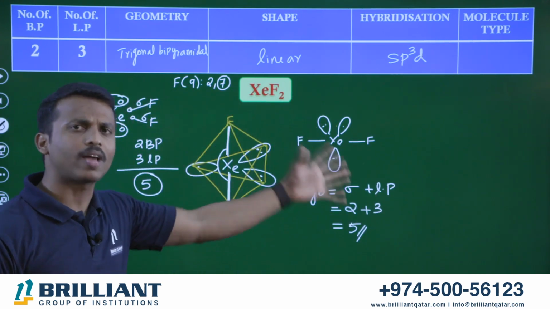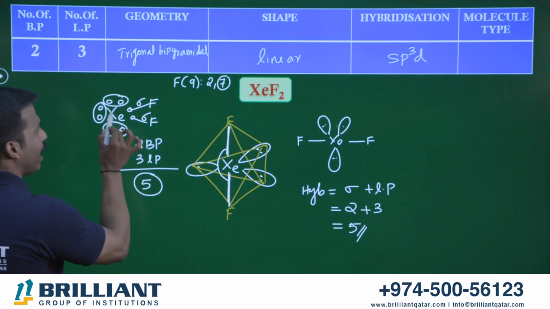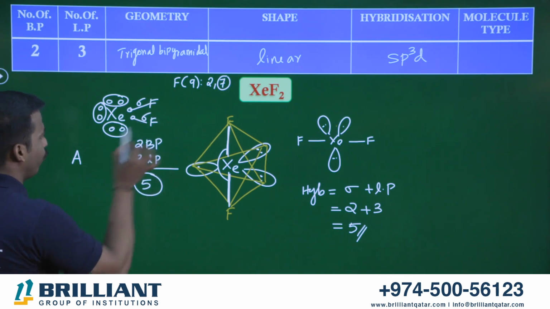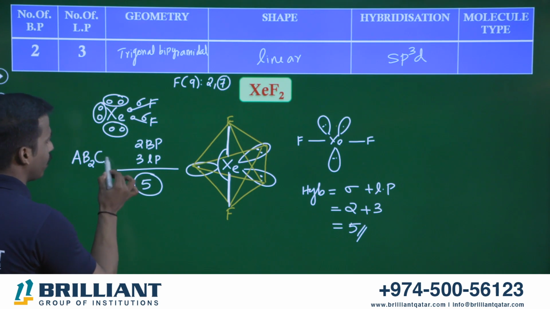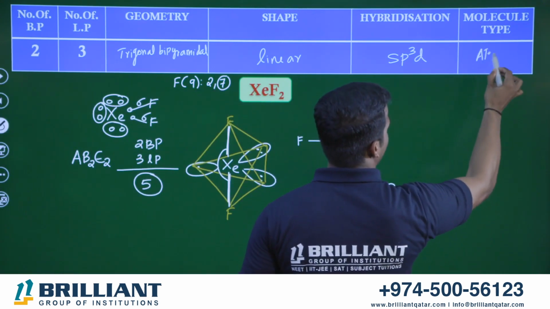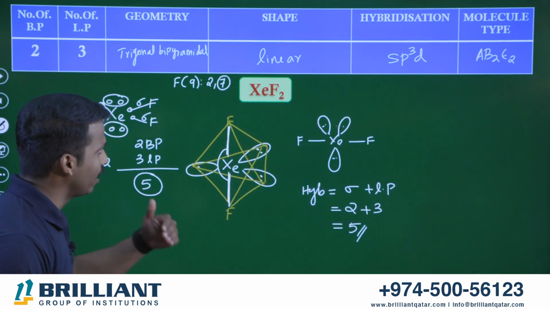What is the molecule type? Which is the central atom? How many central atoms? Only one central atom, therefore A. How many surrounding elements? 2 fluorine, therefore B2. How many lone pairs? 3, therefore E3. Hmm, the type is AB2E3. Clear? Okay, we can go to the next system.